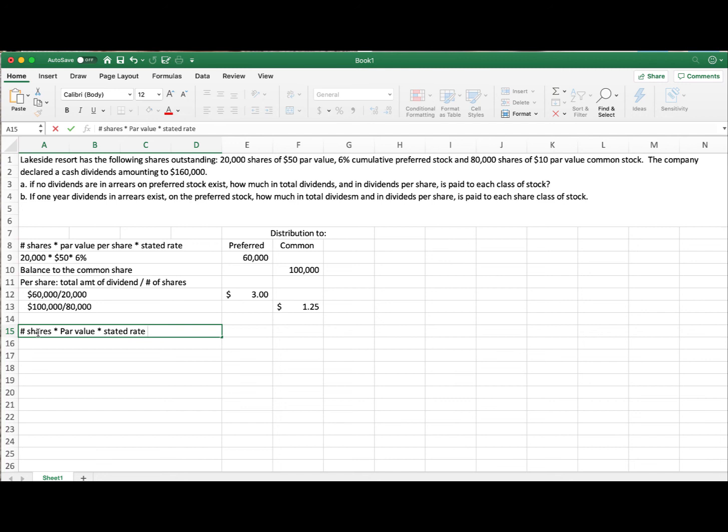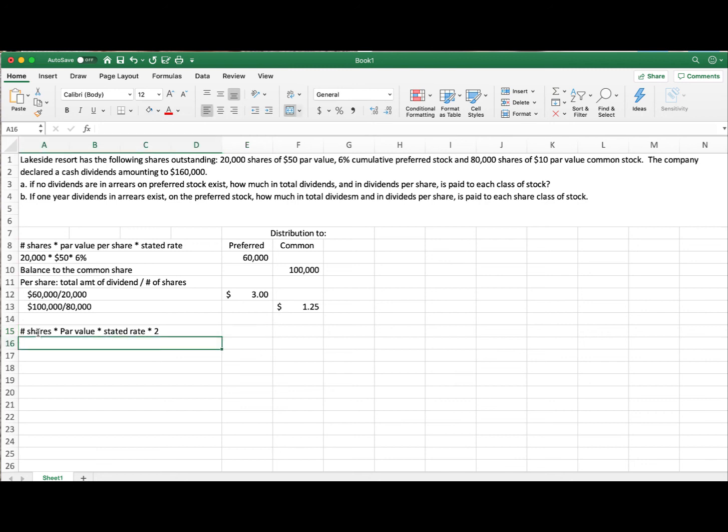We're 1 year behind. So that means that we need to pay the preferred shareholders last year's dividend that we didn't pay but should have, and this year's dividend. So we need to multiply this by 2. Okay? Super simple.